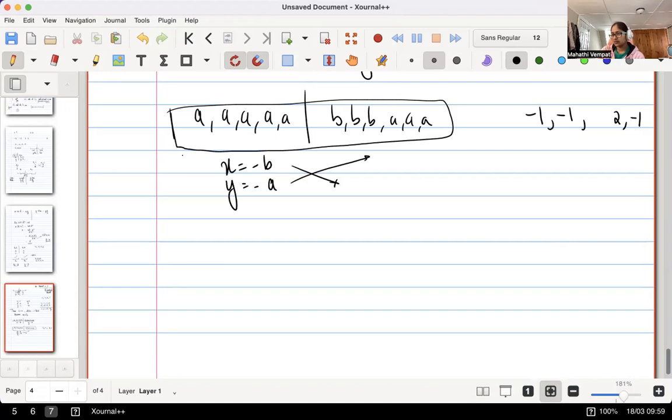Now the question is, if you fix what A is, what happens? First of all, is it possible for all A's? Let's fix it to be 1, for example. 1, 1. The product should be minus A, which doesn't work.